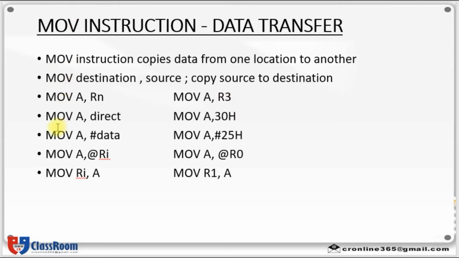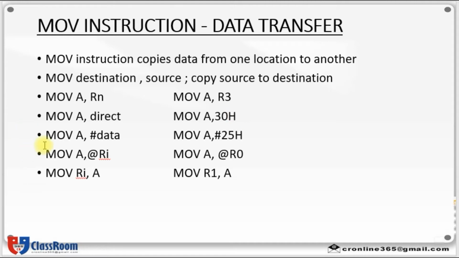Then the second one is by using direct addressing mode. Move A, direct address. For example, move A, 30H. 30H means a direct address location. That address location will be having a content. That content has to be transferred to the accumulator. So the accumulator and that 30H content will be having the same value.